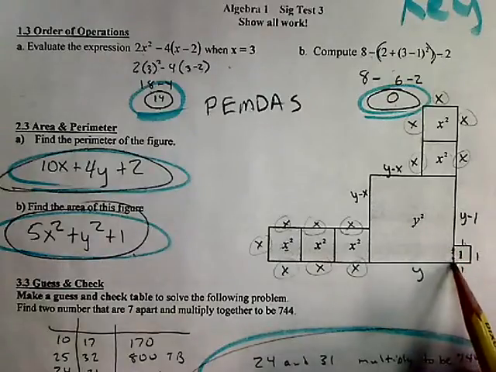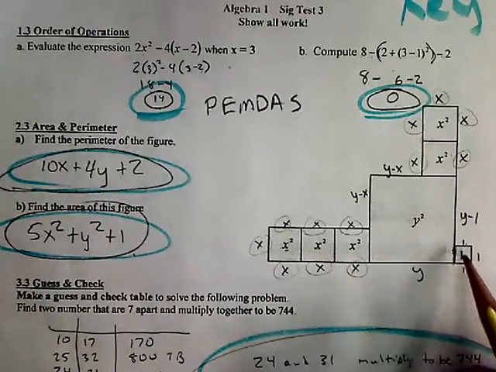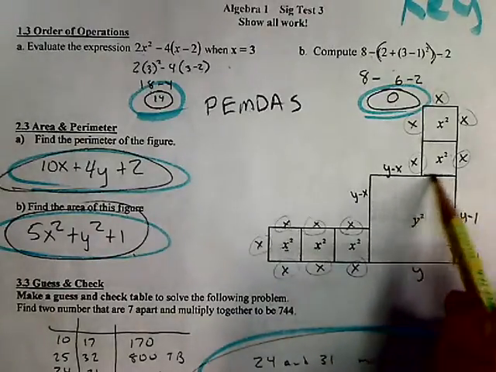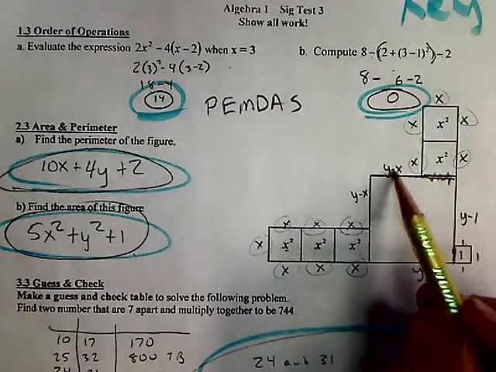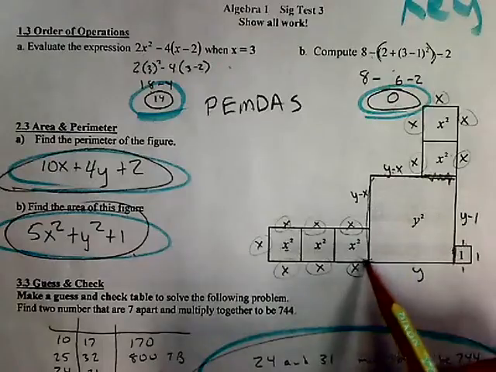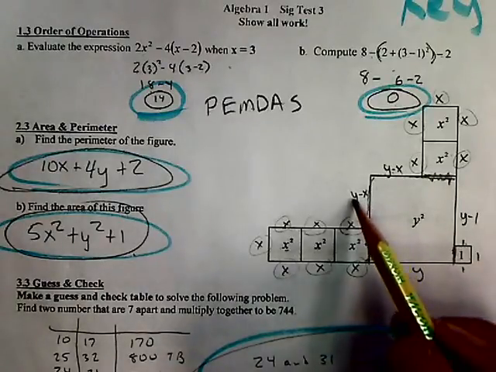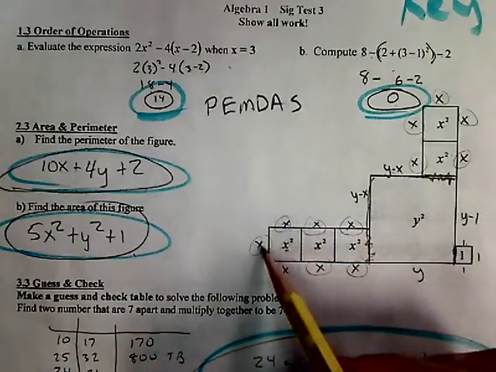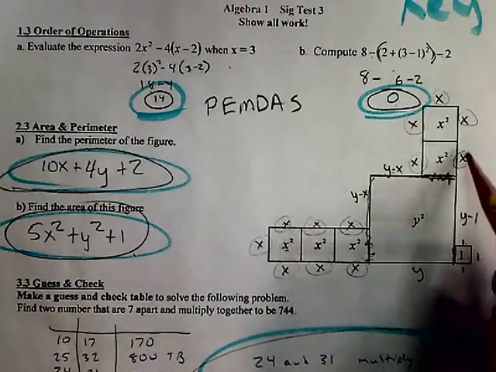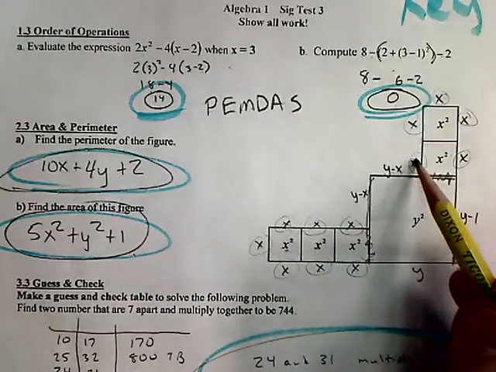But I had to subtract this 1 since this distance is 1. This distance is x, so I have y minus that x gives me y minus x. y minus the x gives me y minus x. And I just combine the like terms. 1, 2, 3, 4, 5, 6, 7, 8, 9, 10, 11, 12.